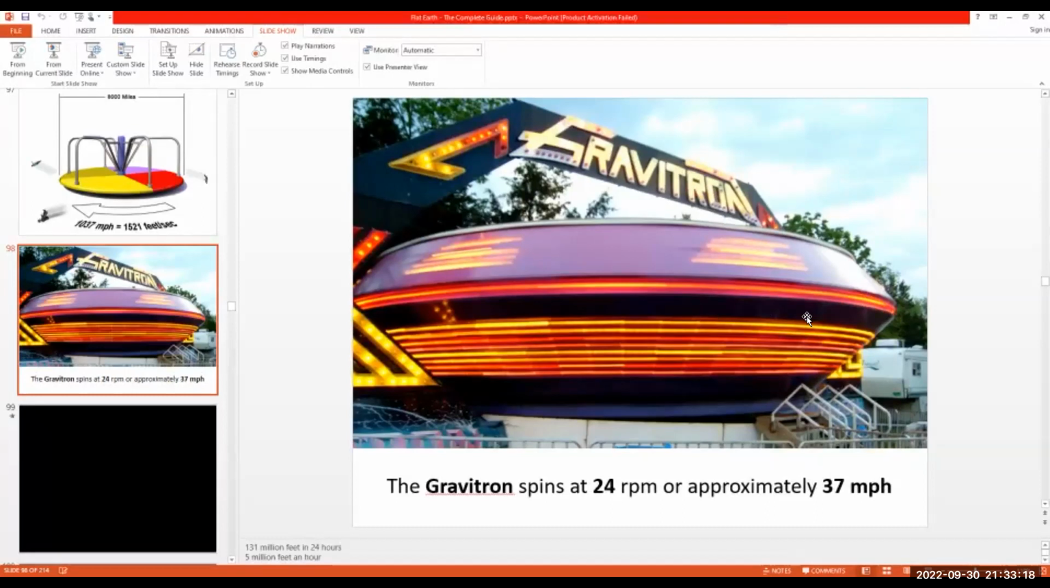Sure. Okay. Now scale that gravitron up to 8,000 miles wide and going at 1,000 miles an hour. The same thing would occur. You'd be a smear on the inside of that wall at 1,000 miles an hour. But if you survived, let's say you're able to survive that speed and suddenly the wall disappeared, you would be flung off, wouldn't you?